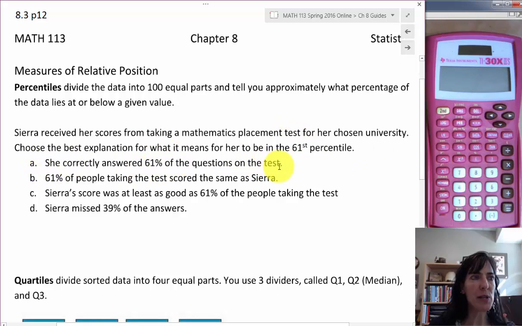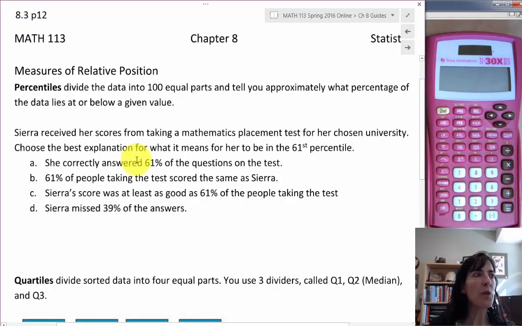So she correctly answered 61% of the questions. 61% of the people taking the test scored the same as Sierra. Sierra's score was at least as good as 61% of the people taking the test, or Sierra missed 39% of the answers.